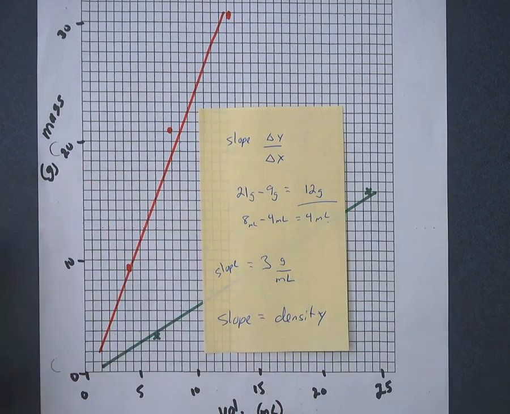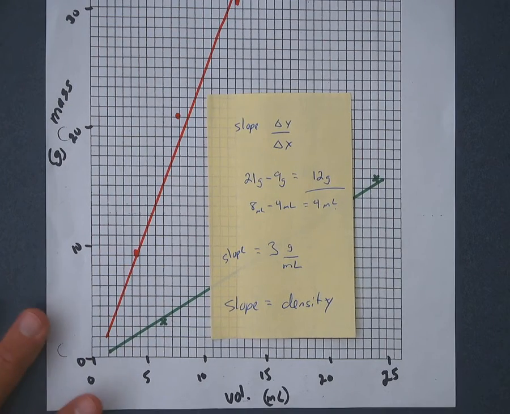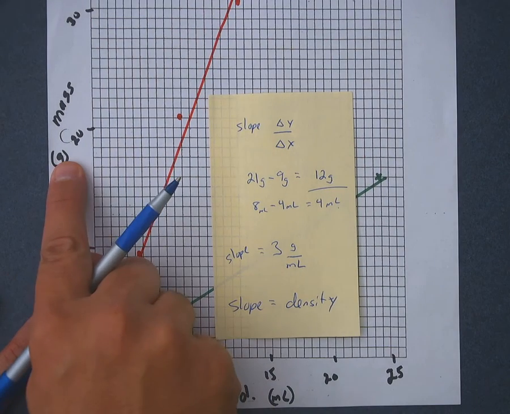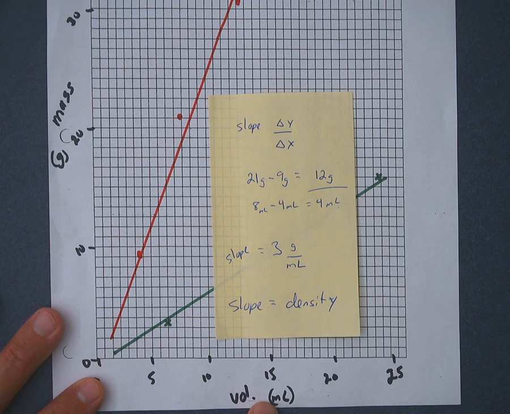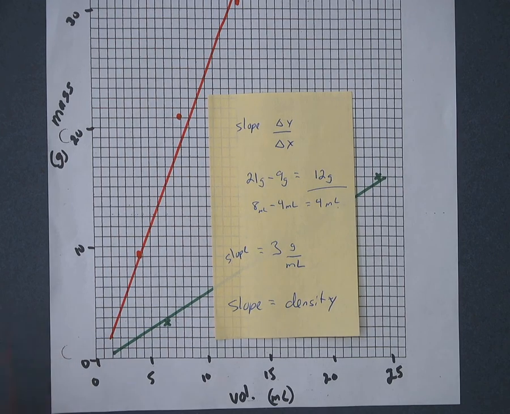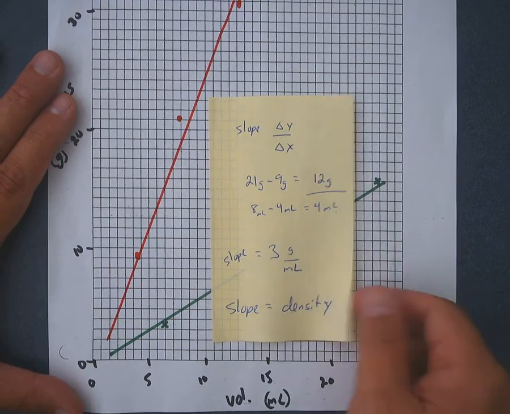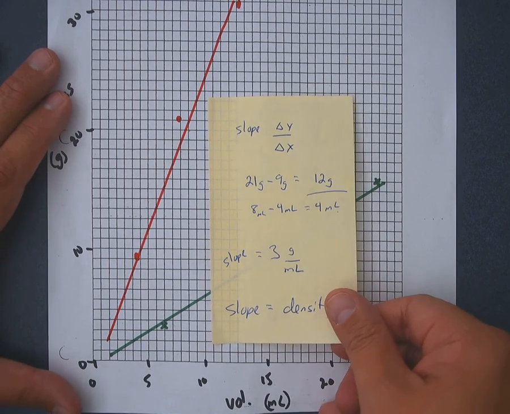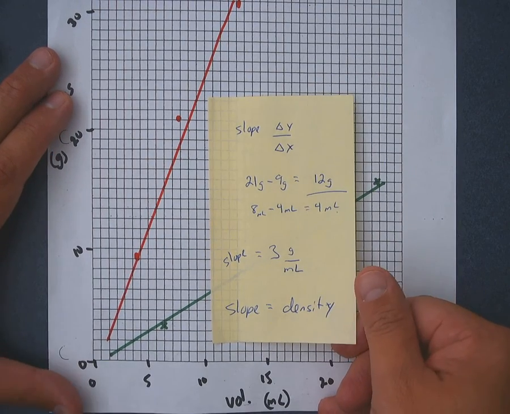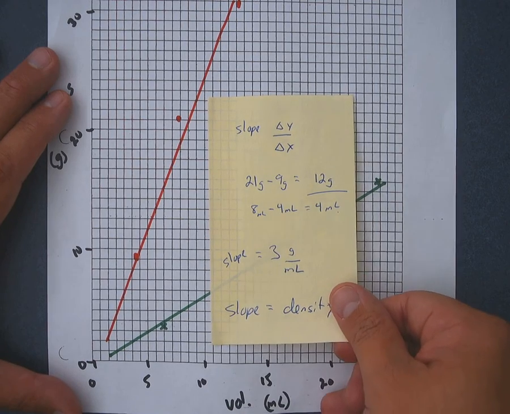Okay, not every graph does slope equal density, but when we have grams on the y-axis and milliliters or volume on the x-axis, our slope will equal density. So you have 2 different lines with 2 different slopes because the two materials you have should have two different densities. Some of those metals might have had very close densities, but we have that.